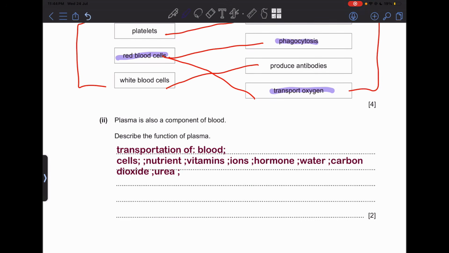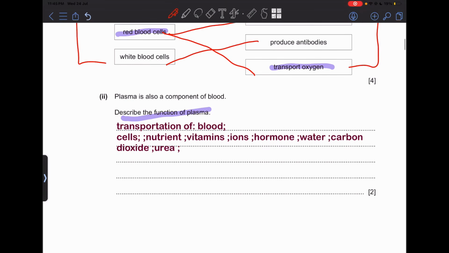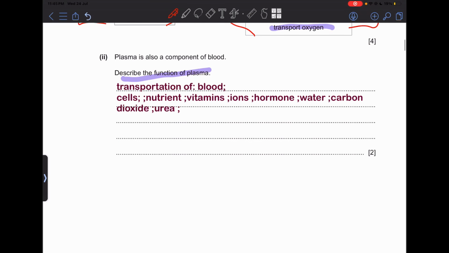Plasma is also a component of blood. Describe the function of plasma. Of course, it can transport blood cells, nutrients, vitamins, ions, hormones, water, carbon dioxide, urea, and there are also other things. So it transports many things, as we can see.